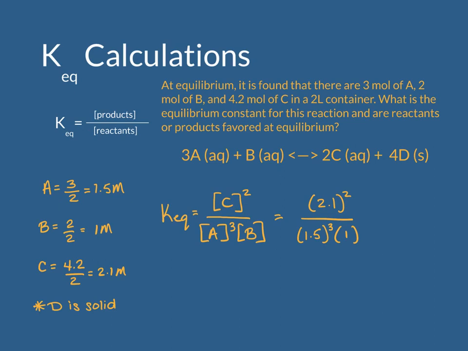Then once you calculated, remembering to leave D out because D was a solid, you should have gotten a KEQ value of 1.3. And because this KEQ value is greater than 1, that means the products are favored, so there's more products during equilibrium for this reaction.